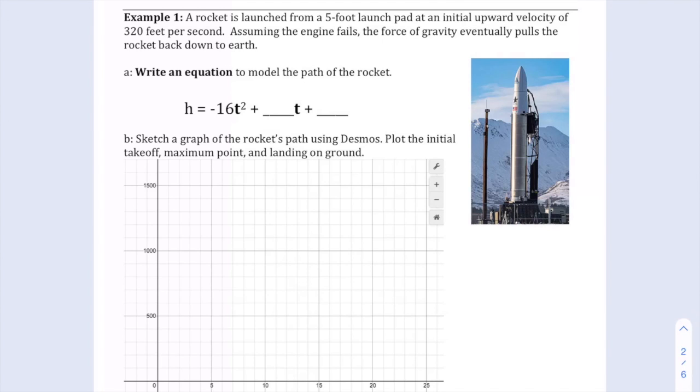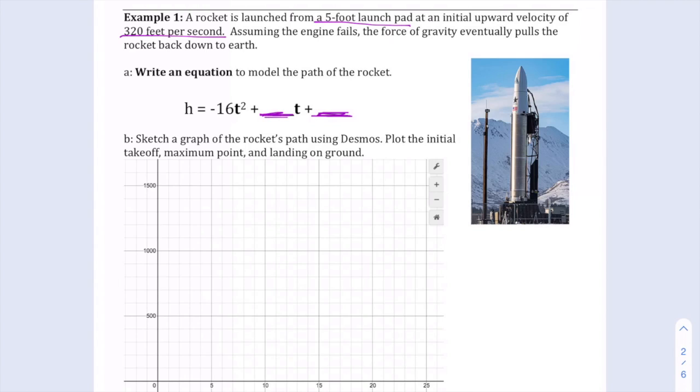Example 1: a rocket is launched from a 5-foot launch pad at an initial upward velocity of 320 feet per second. Assuming the engine fails, the force of gravity eventually pulls the rocket back down to Earth. We need to underline the two important pieces of information, which are the 5-foot launch pad and the 320 feet per second. Those are the two numbers that are going in these blanks, but they're not necessarily going in that order. So we have to remember what goes in front of t here and what goes at the end.